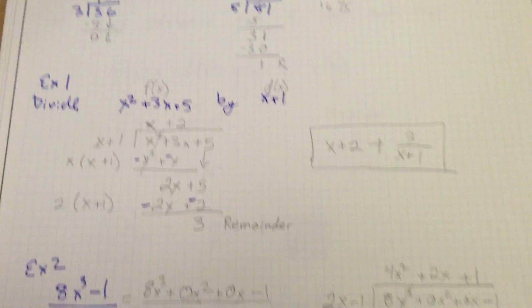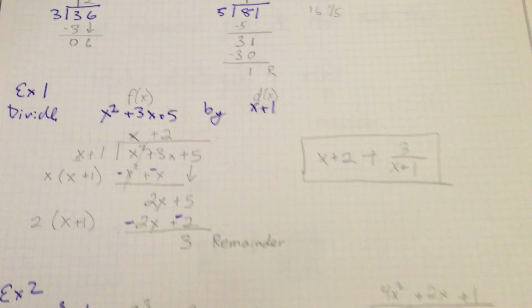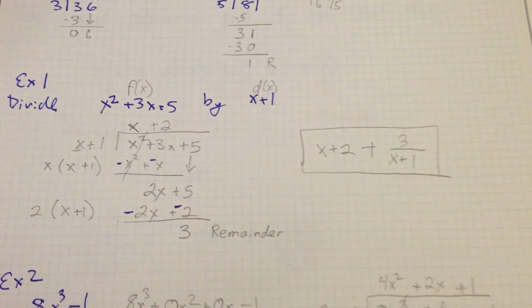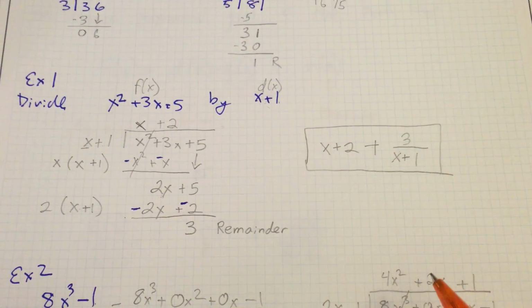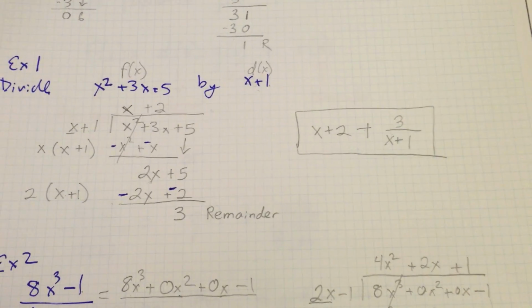Okay, a little bit different than what we wrote here, right? If we didn't have a remainder, right? If we had a remainder, I should say, then we would write it very similar to this problem.